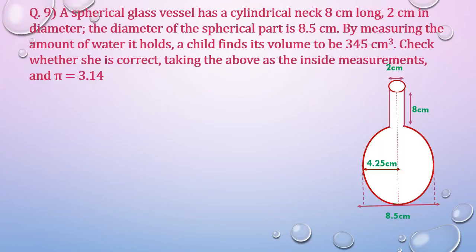A spherical glass vessel has a cylindrical neck 8 centimeter long, 2 centimeter in diameter. The diameter of the spherical part is 8.5 centimeter. By measuring the amount of water it holds, a child finds its volume to be 345 centimeter cube. Check whether she is correct, taking the above as the inside measurements and pi is equal to 3.14.